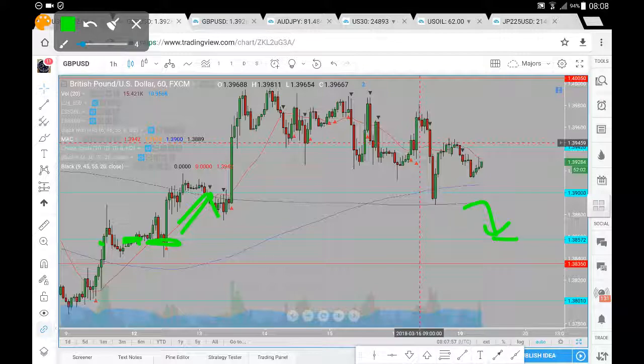So we would be looking for prices to head back up towards the 39.80, 31.39 level. And if we aren't able to find support at the 38.57, however, we are expecting price to head down towards that 138.35, or possibly even down towards that 138 level here on the pound dollar.